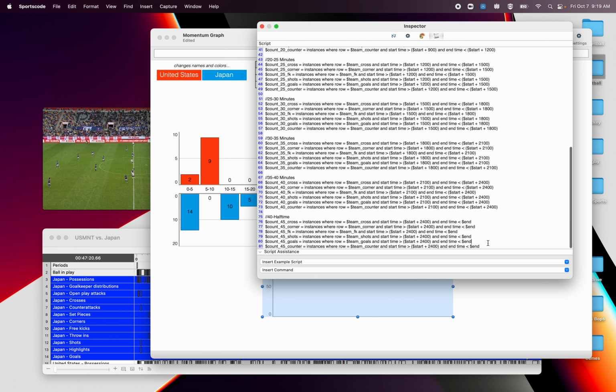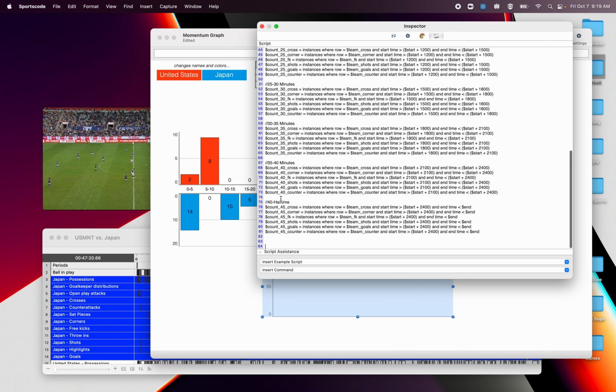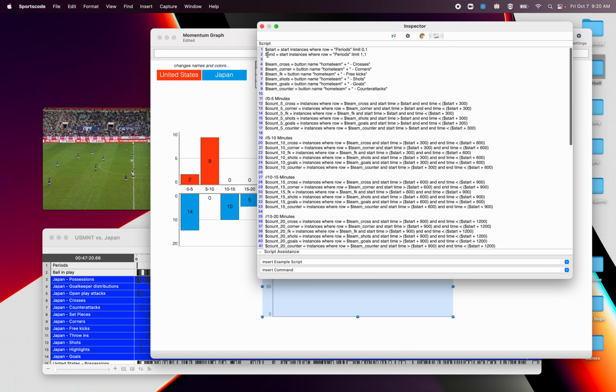The one that's different, however, is the last one, which is the 40 minutes to halftime. Now, the reason we don't go 40 to 45 is that in soccer we have stoppage time. So the game could go to 46, 47, 48, 49 minutes, and we needed to count the events that are happening in the 46, 47, 48, 49th minute as well. So the reason that we've put this end variable at the very start, we haven't actually used that yet, but this is the one time that we will.